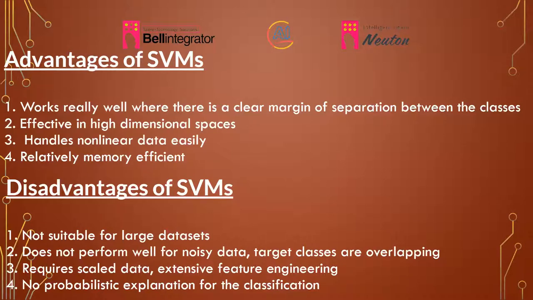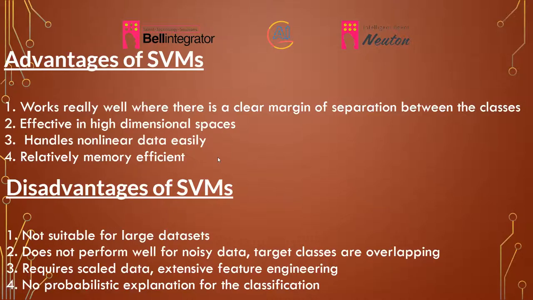Let's quickly talk about advantages and disadvantages, because this would tell you in what situations you can actually move forward and use support vector machines, and in which cases you'd actually be better off with another algorithm. So SVMs work really well where there's a clear margin of separation between the classes, of course. I mean, that should be clear by now. It's also effective for high dimensional spaces because of the kernel trick. It handles nonlinear data easily, and it's relatively memory efficient and quite a robust algorithm in its present implementation.